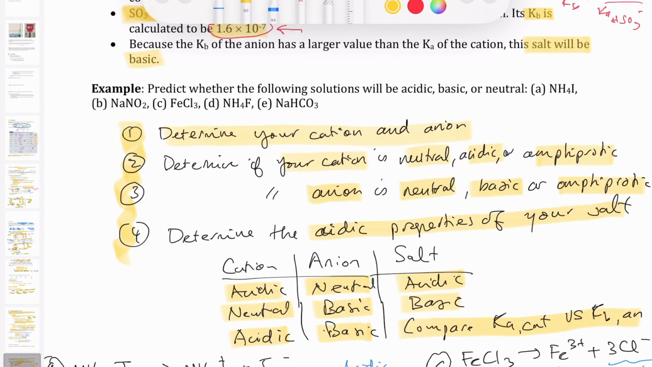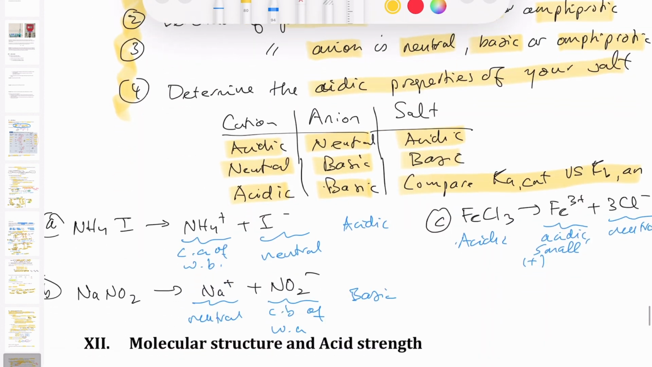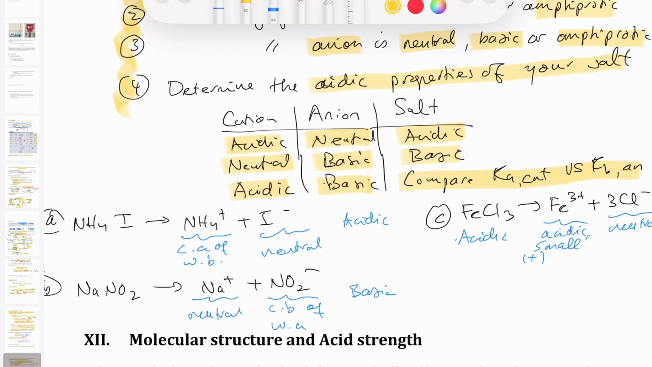So let's walk through these examples. There are 5 different salts here. We're going to first look at ammonium iodide, NH4I. So step 1, break them apart into cations and anions, because that's what they do in water. These two would break apart into NH4+ and I-. Now this requires you to remember how to do this from Chem 11, so I'm not reviewing that here, but just to know how to break ions apart, standard charges, and all that.